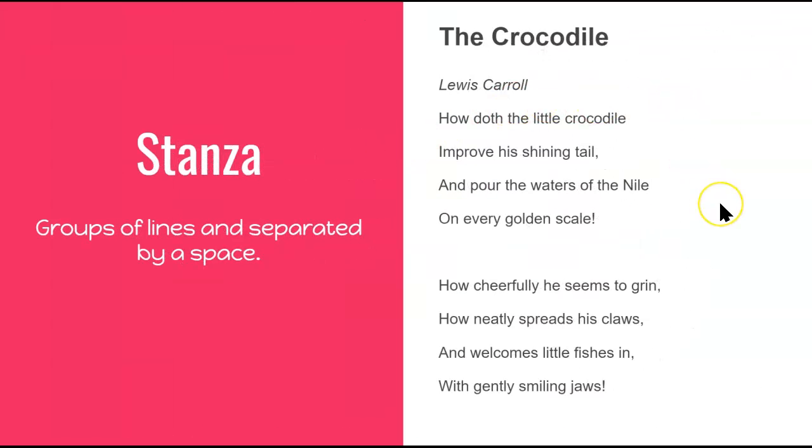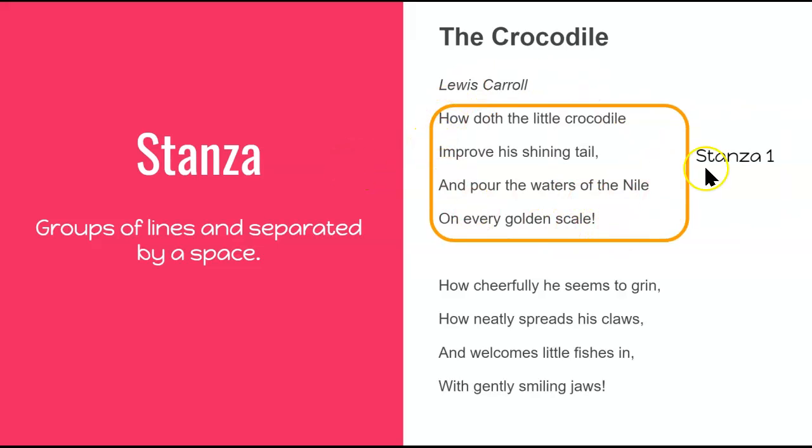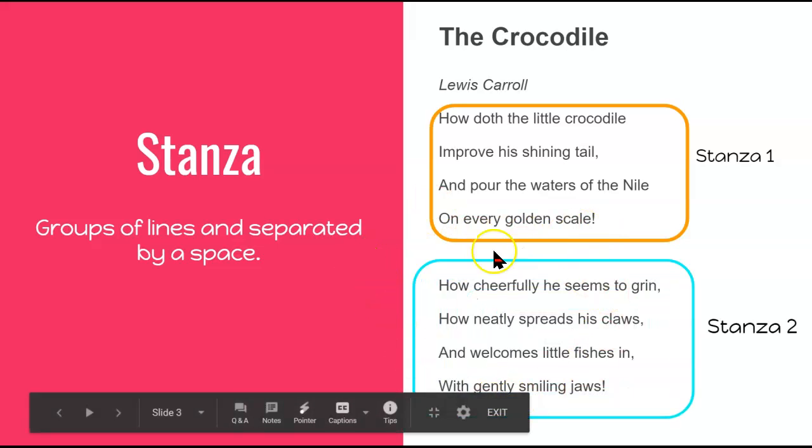All right, our next element we are learning about is called a stanza. These are groups of lines separated by a space, okay? So groups of lines, kind of like a paragraph in the poetry world, as you will. So for example, our first stanza in The Crocodile would be this one right here in orange. This is our stanza 1. Stanza 2 would be right here. It's the group of verses, groups of lines.